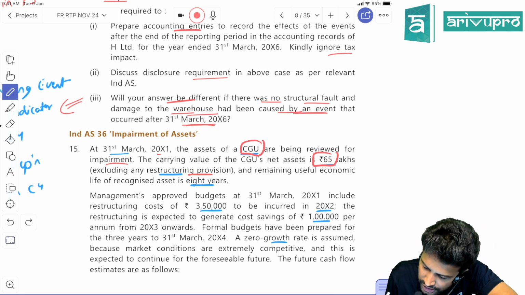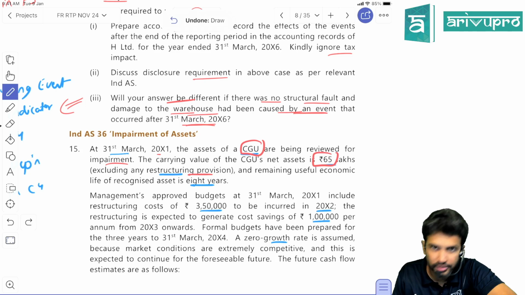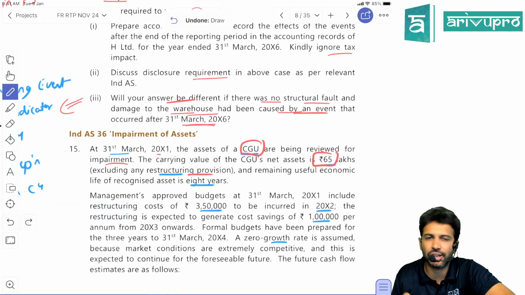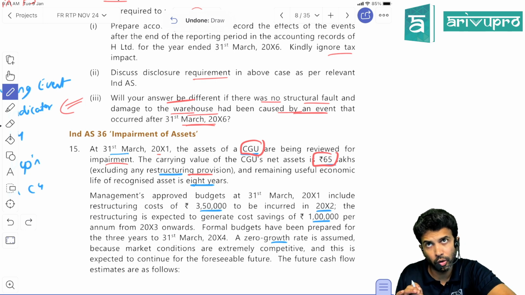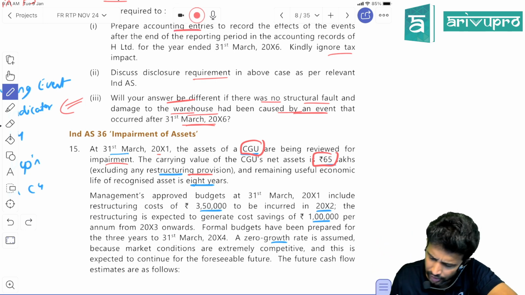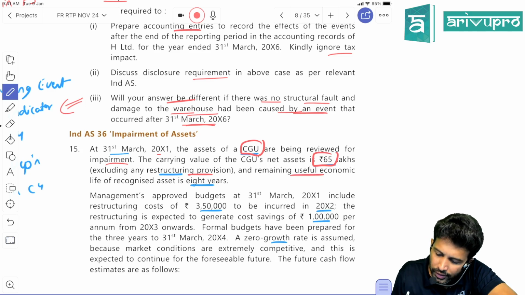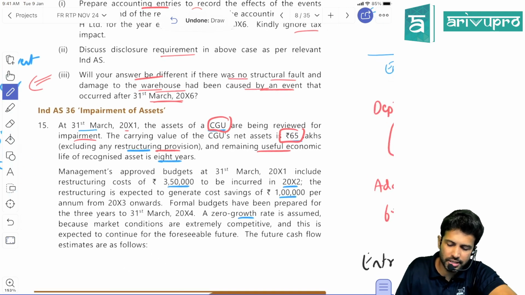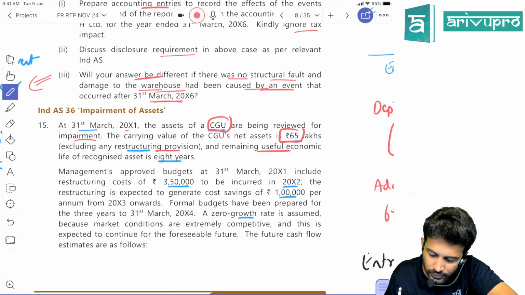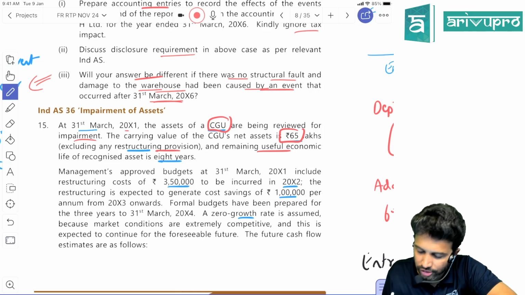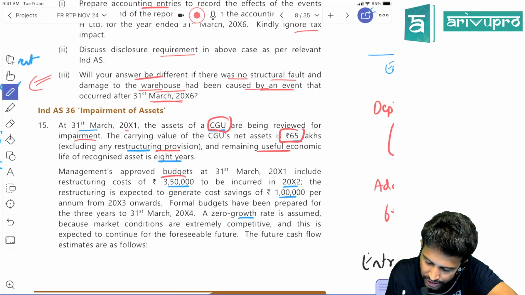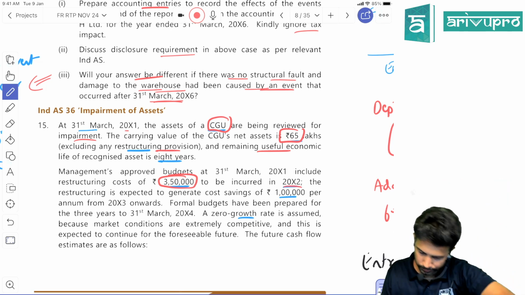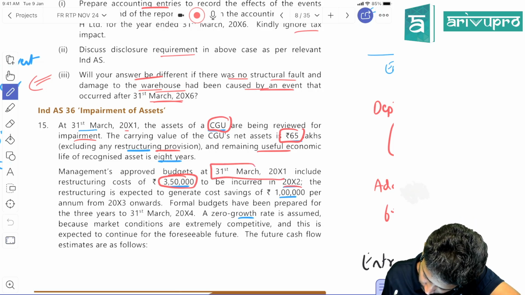So this particular 65 lakh which you have as the CGU's net asset value excludes one liability called restructuring provision. Should we include or exclude? That they will tell in the question. And the remaining useful life is 8 years, so the life of this CGU's assets is taken to be 8 years. Management approved budgets as on 31st March 20X1 include restructuring cost of 3.5 lakh to be incurred next year, 20X2. We are on 31st March 20X1 now.